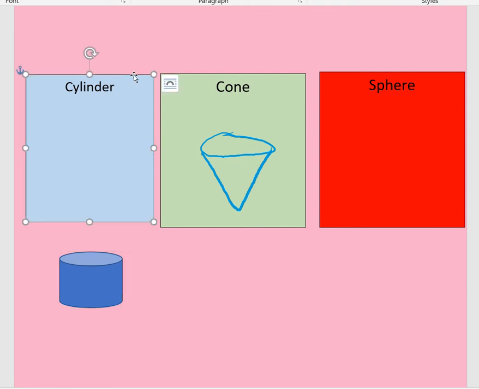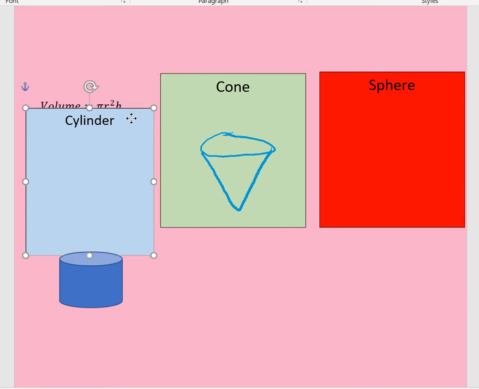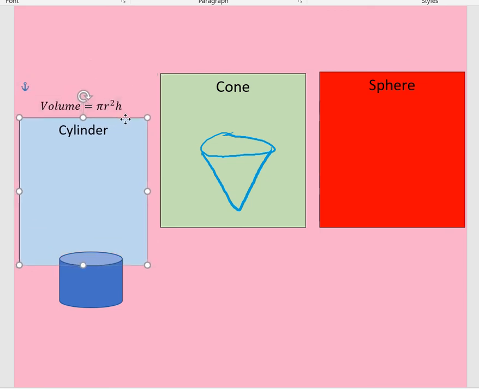And the formula for the volume of a cylinder is pi r squared times the height. Remember, we said the area of the base, and we're going to multiply that times the height. Well, pi r squared is the area of the base. The base in this case is a circle, right?